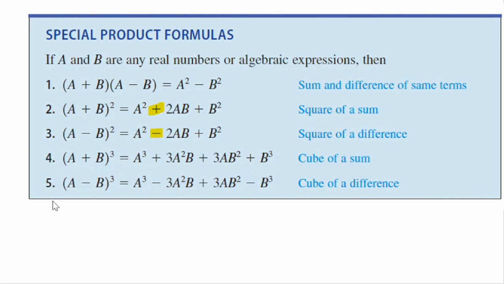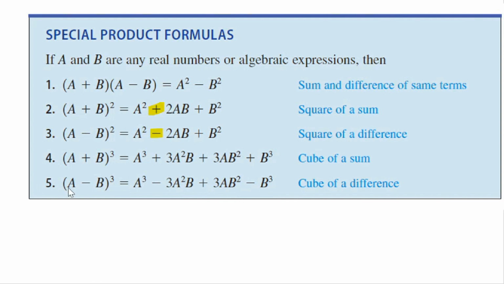So number 5 is almost similar to number 4. Instead of using plus here, now we have a minus sign. So the cube of A minus B gives us the product of A cube minus thrice the square of the first term and the last term, plus thrice the product of the first term and the square of the last term, minus the cube of the last term.